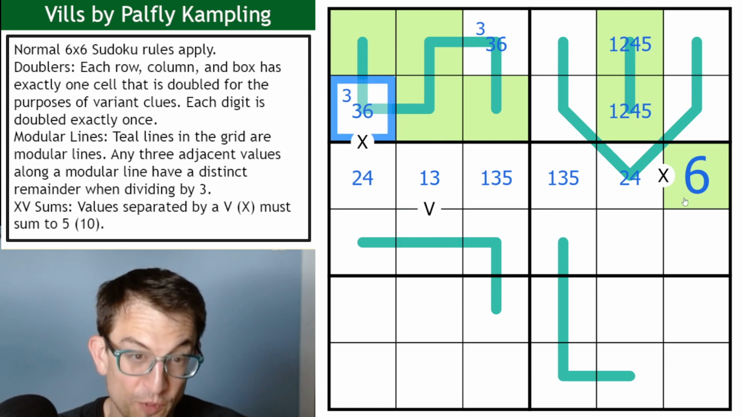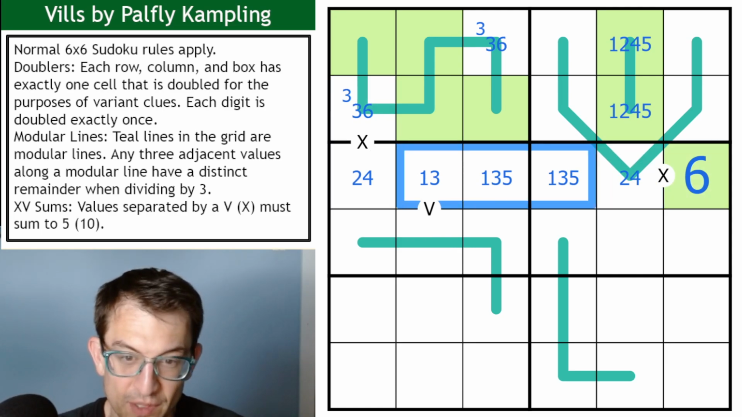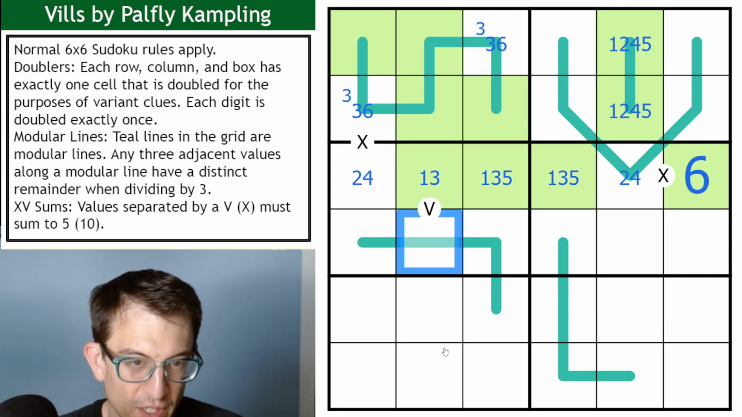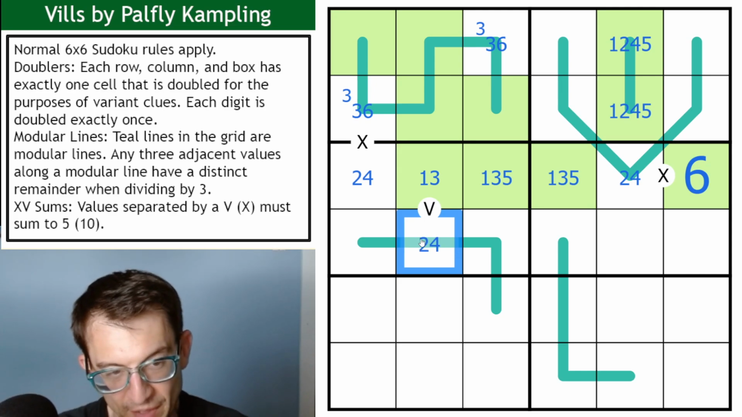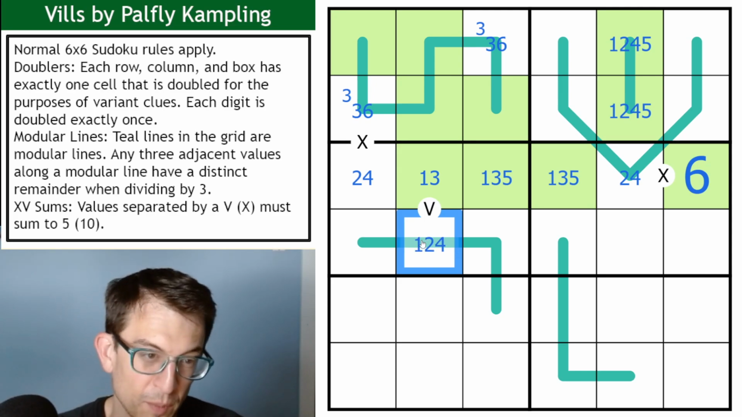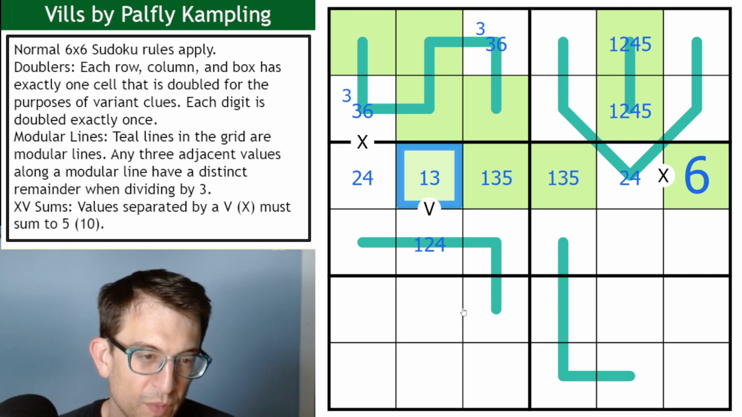And now, since these are both value 6, one of these is doubled. So none of those are. Which means this is either value 2 or value 4, which obviously could be a 2 or a 4, or it could be a doubled 1 going with this 3. Or a doubled 2 going with this 1, actually.